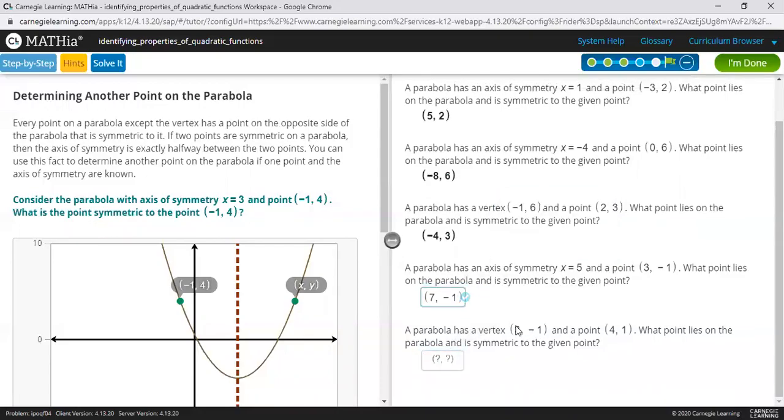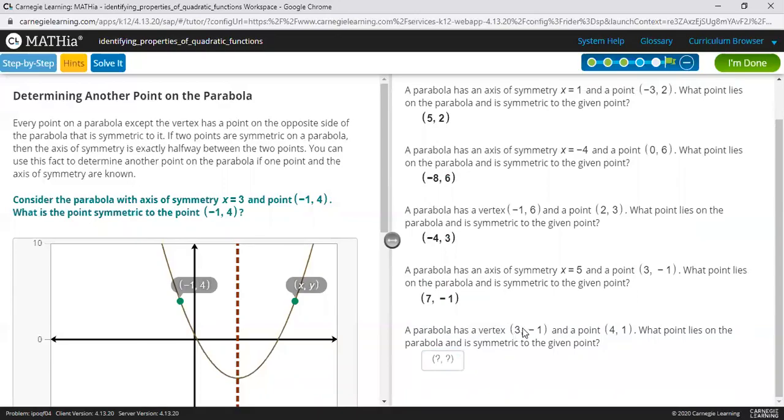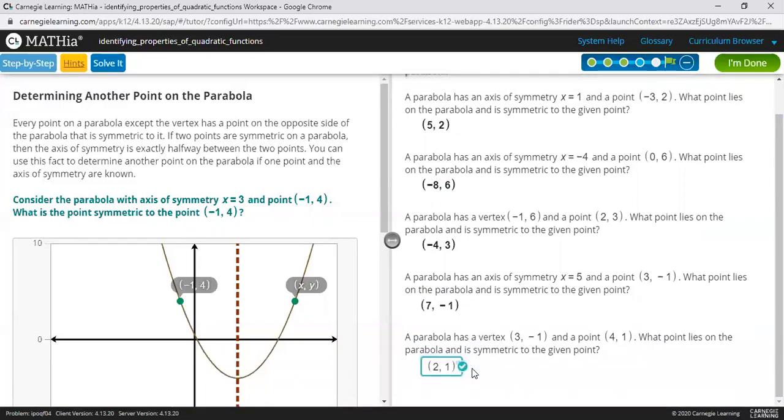Okay, and then lastly, same thing, my axis of symmetry is going to be right here, this 3. And my point is (4, 1). So I am over 1 to the right of 3. So let's just go over 1 to the left of 3. And that brings me right to (2, 1).